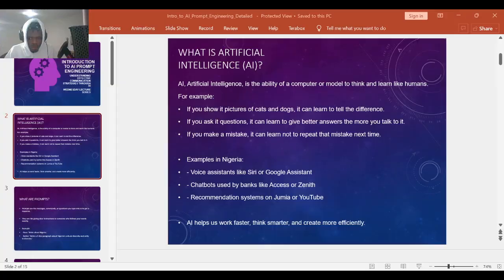Okay, so as I was saying, I was giving examples of how AI can actually think and become intelligent like humans. So if you ask it a question, it can learn to give better answers. And I think I said last class that the more you talk to the AI, the more it learns from you. The more you use the AI, the more it learns from you. Now, if you make a mistake, it can learn not to repeat the mistake you've made, unlike human beings, we are sometimes repetitive in our mistakes.